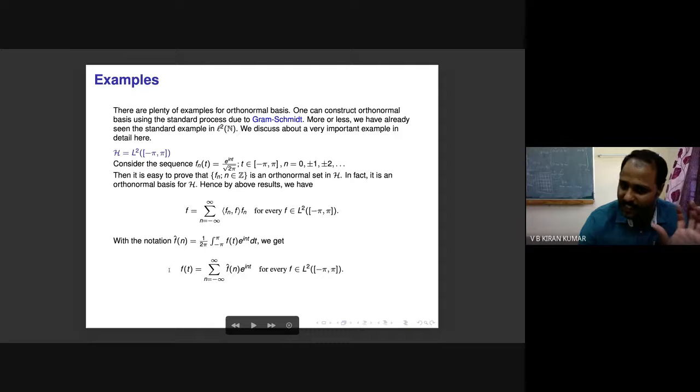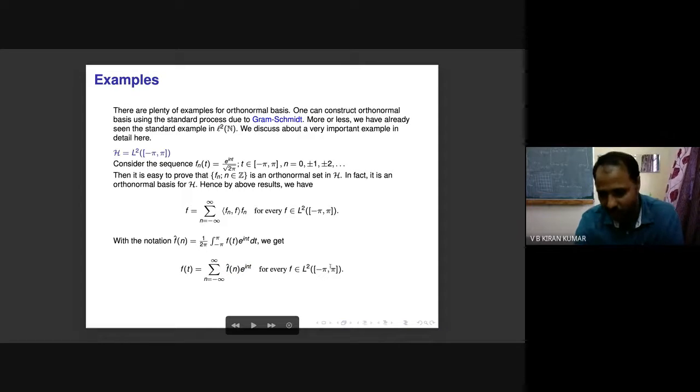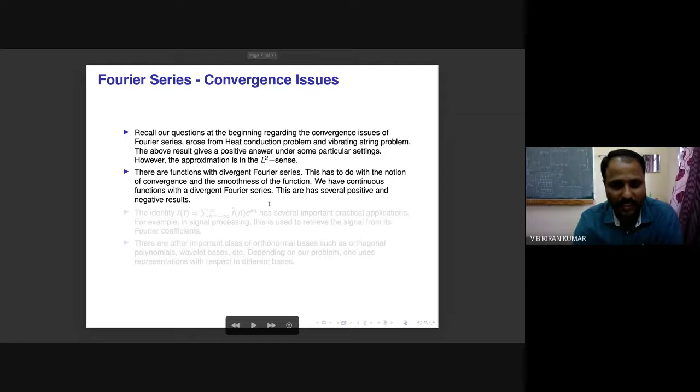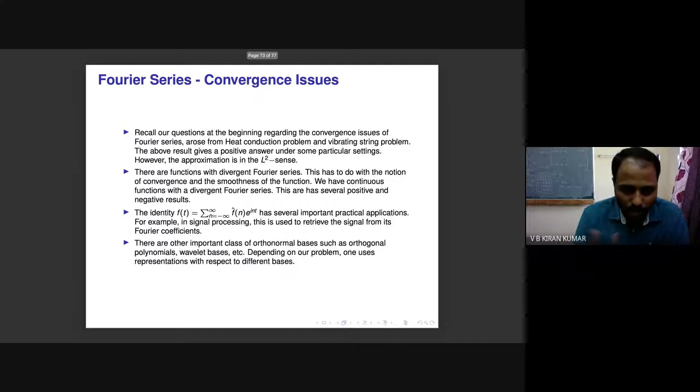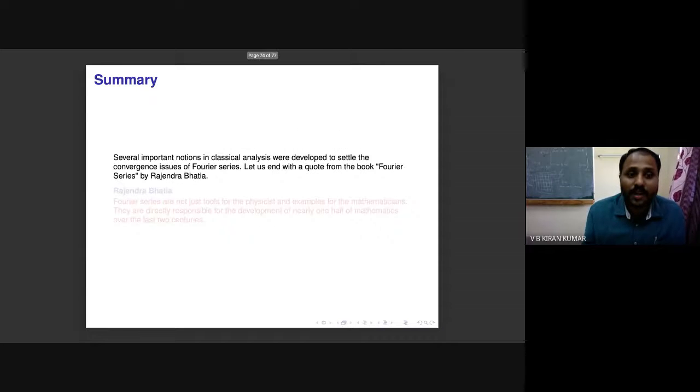You treat f as a signal. Any L2 function can be treated as a periodic, continuous signal. So instead of sending that signal, you send the Fourier coefficients, f hat n's. From these Fourier coefficients, you can retrieve the signal. In fact, there are plenty of applications. Whenever I say Fourier series, that itself comes from applications. There are other important classes of orthonormal bases, such as orthogonal polynomials, which I mentioned, and wavelet bases. Depending on the problem, one uses representations with respect to different bases.